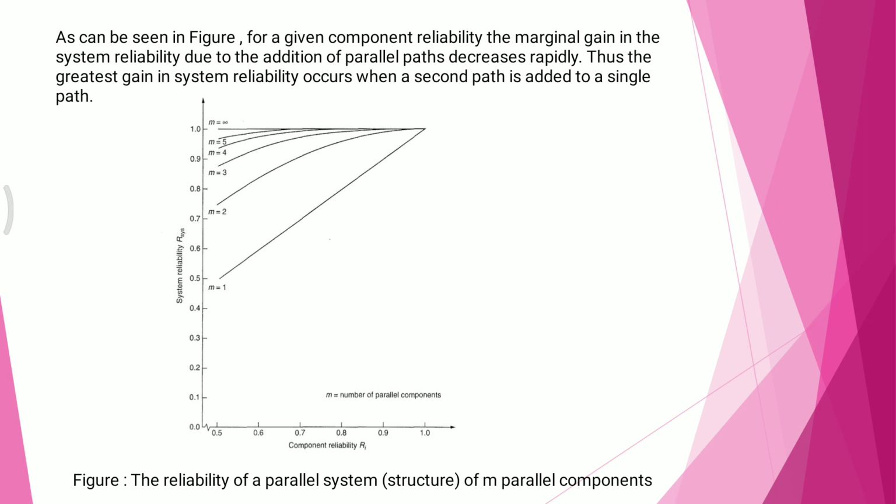As we can see in the figure, for a given component reliability, the marginal gain in the system reliability due to the addition of parallel paths decreases rapidly. Thus, the greatest gain in the system reliability occurs when the second path is added to the single path. By observing this figure, we can see that the marginal gain of the system reliability decreases by adding parallel paths. As the parallel paths increase, the marginal gain keeps decreasing.